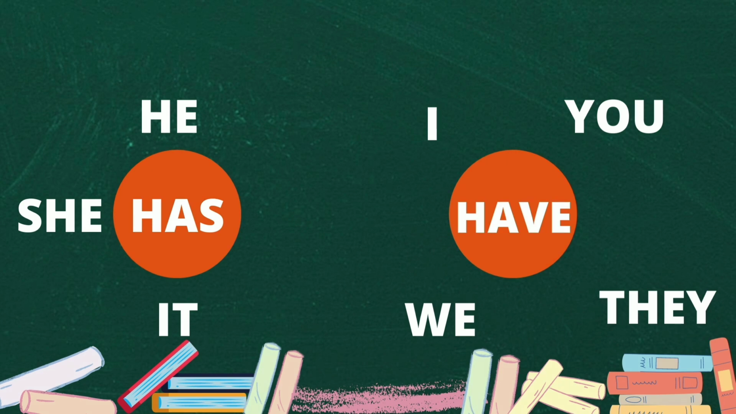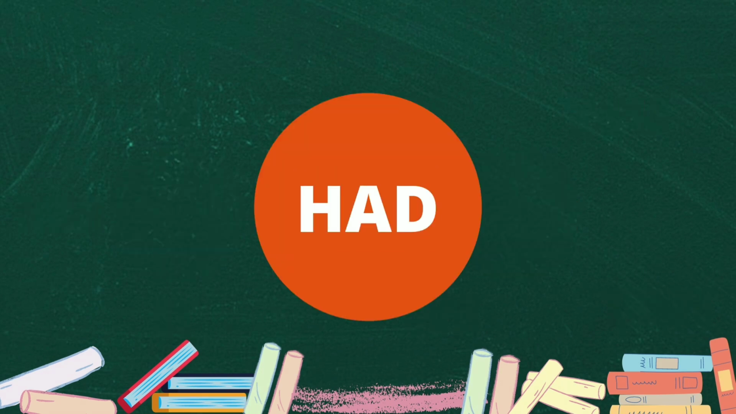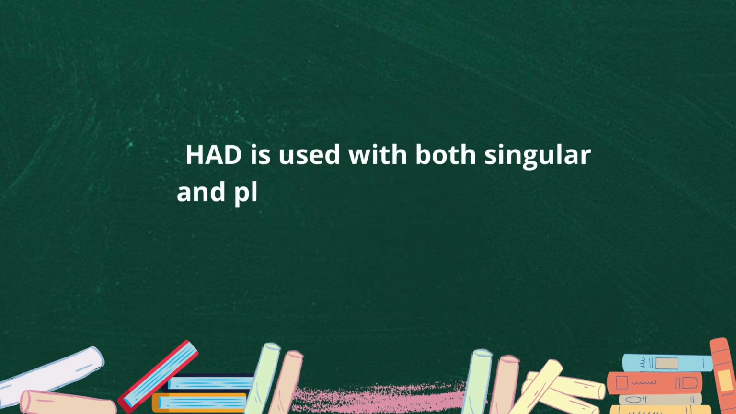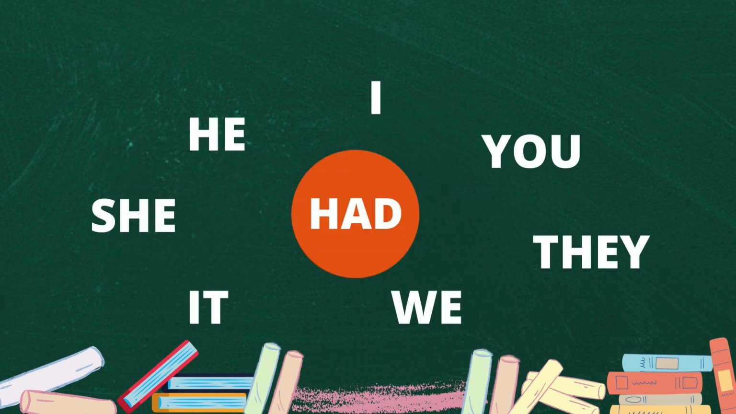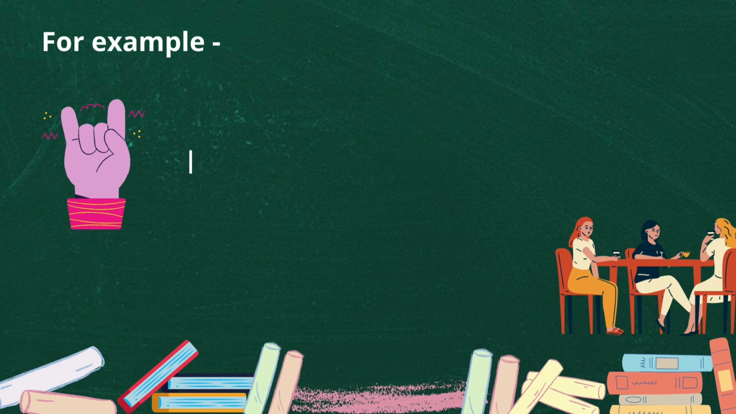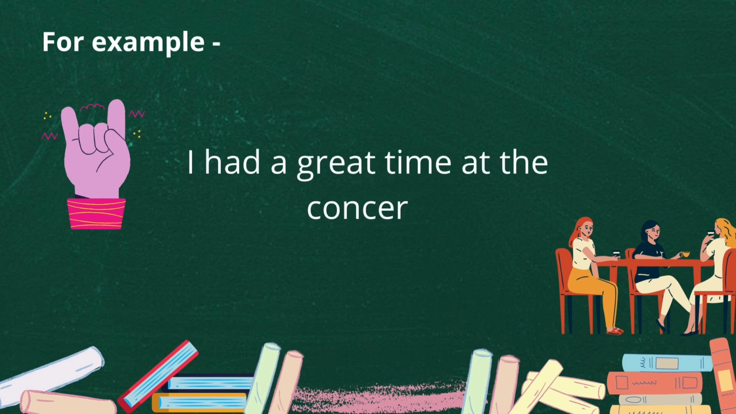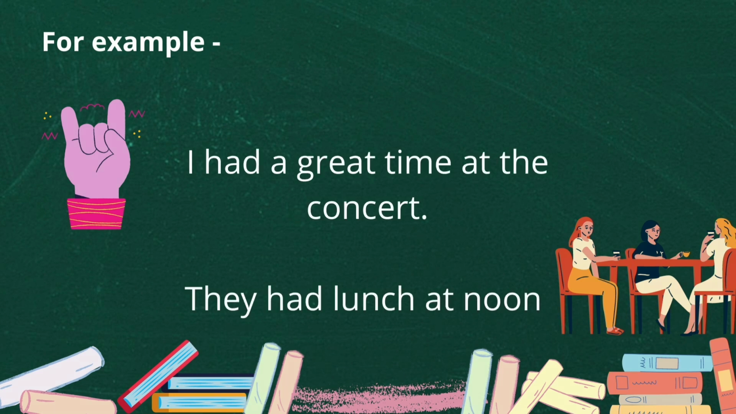Let us now move further and see the usage of had. Had is used with both singular and plural nouns and pronouns in the past tense. He, she, it, I, you, we, they had. Let's see some examples. I had a great time at the concert. They had lunch at noon.